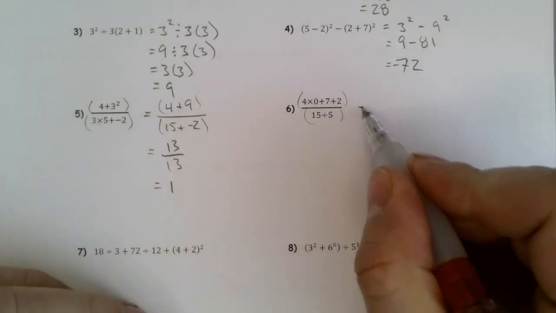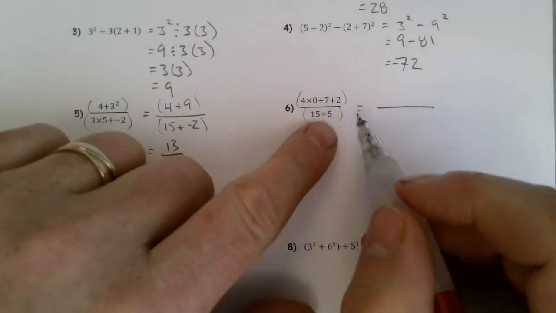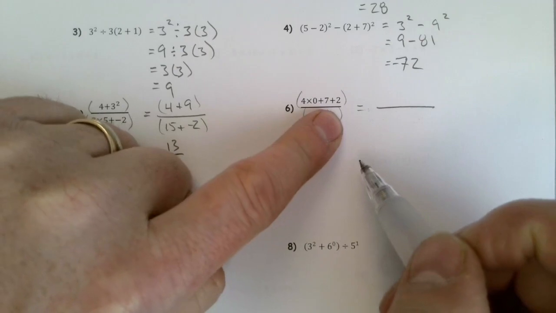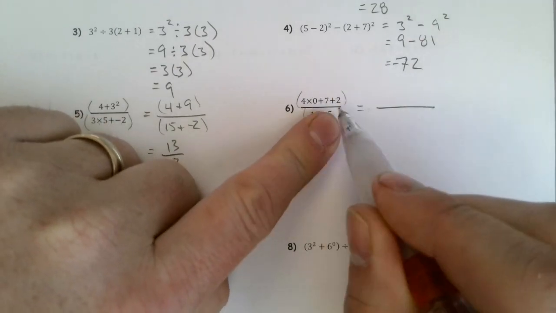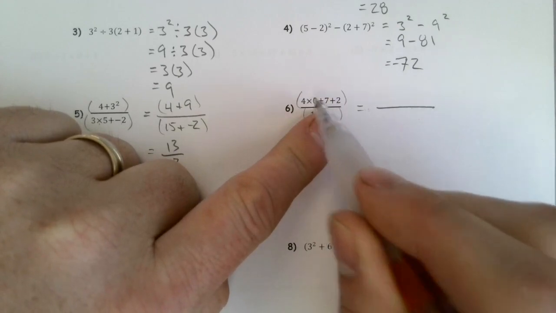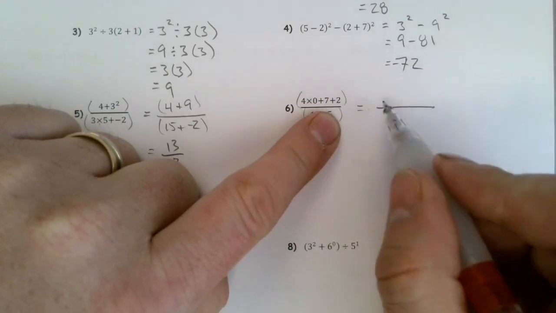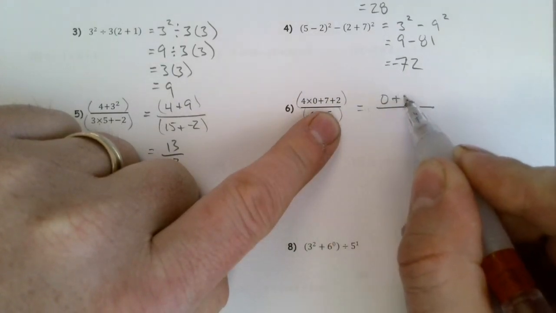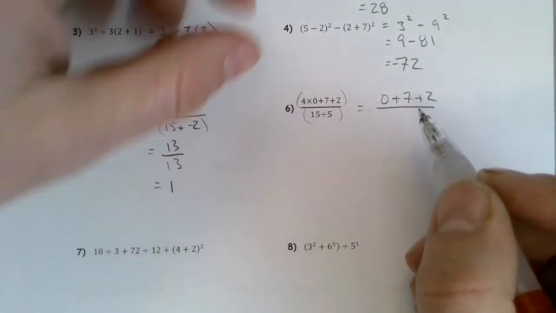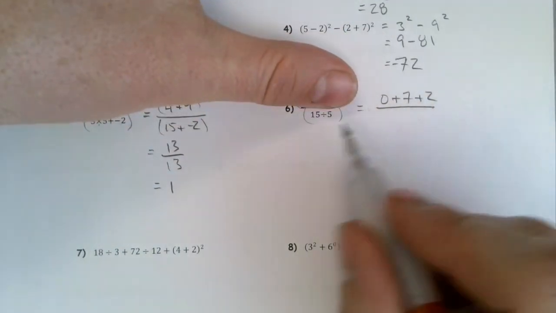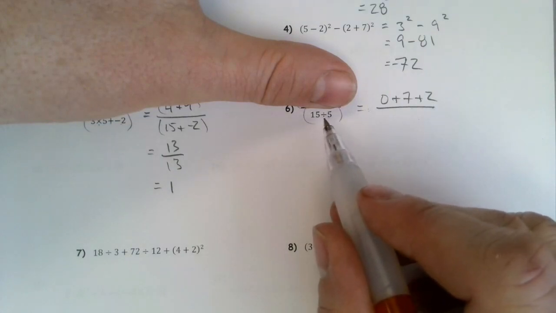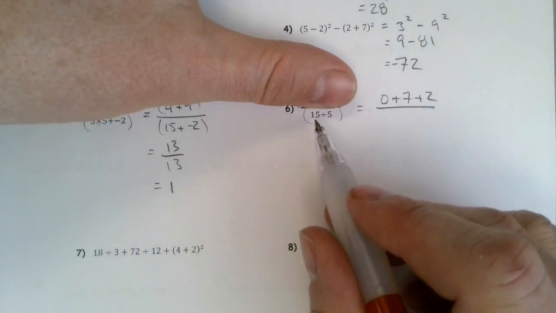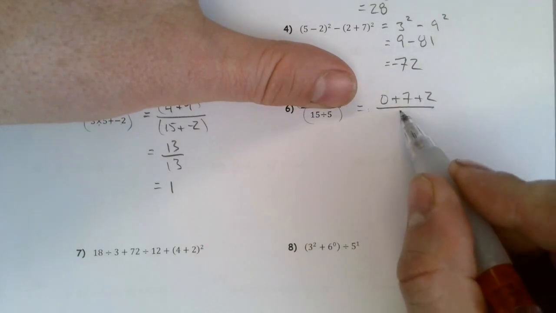I do a similar sort of thing here. I look in my numerator because there's parentheses around it, and my first order of business is to deal with, in this case, I've got multiplication and addition, so I'm going to deal with the multiplication first. 4 times 0 is just going to be 0, plus 7 plus 2. And actually down here, when I look inside the denominator, all it is is this division. Well, I'll just do that then. 15 divided by 5 is just going to be 3.